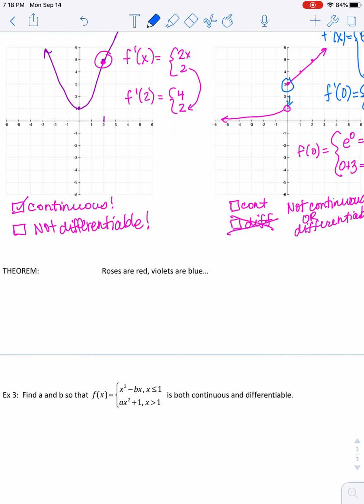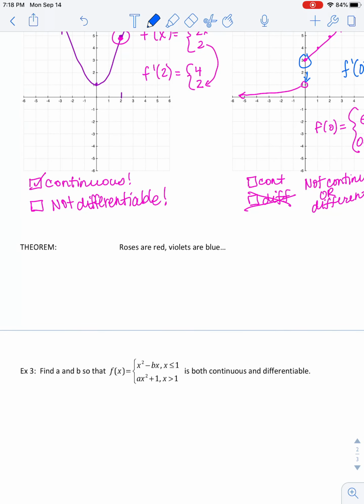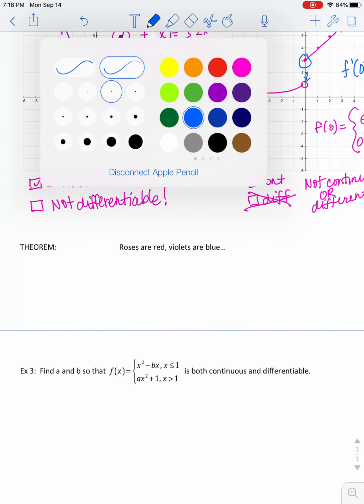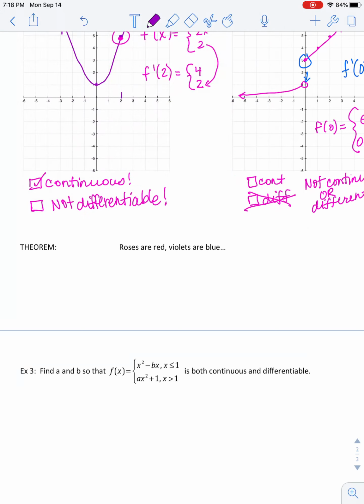And that kind of leads us to this theorem here. It's a very poetic, very romantic theorem. So it goes a little something like this. Roses are red, violets are blue. If f is differentiable, it's continuous too. So a little romantic poem from me to you.